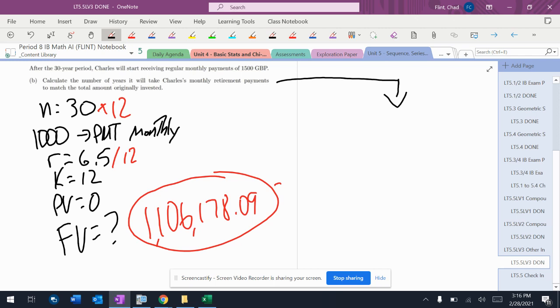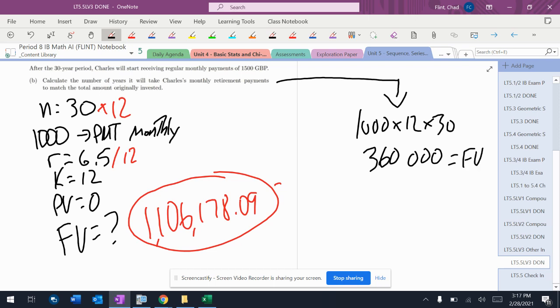All right, but the total amount originally invested would be his $1,000 payments, which he made 12 times a year for 30 years. So 1,000 times 12 times 30, which if you do this, and I already did it, so I'm going to put my calculator up there, is 360,000. All right, that's going to be my future value. My present value is going to be 0. My payment is going to be $1,500. All right, now it's going to be paying me $1,500.